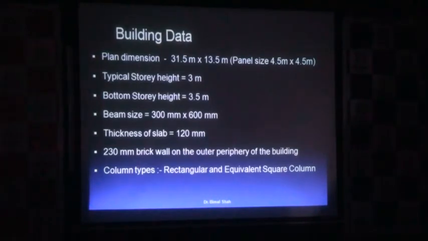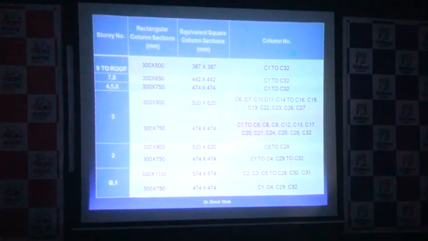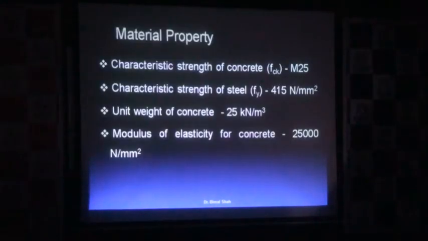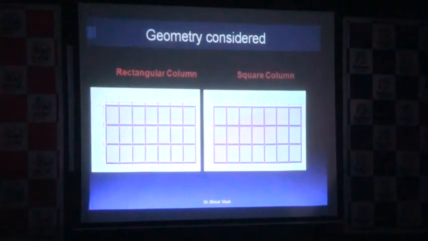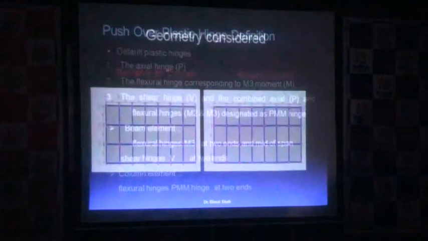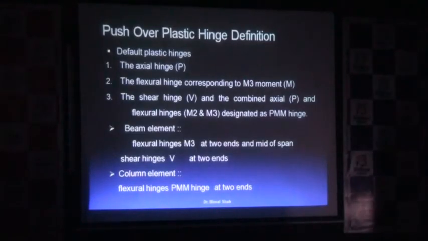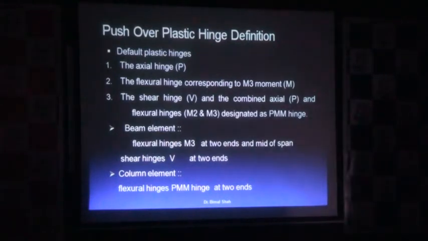The building data was taken something like this, with a panel size of 4.5 by 4.5 meters, story height and so on. These are some examples, some loading, how we use the loading, and earthquake loads were given as per zone number 3 and so on, the characteristic strength and the geometry which was considered. This is the rectangular column geometry, and as against that we had the building plan with the square column geometry.